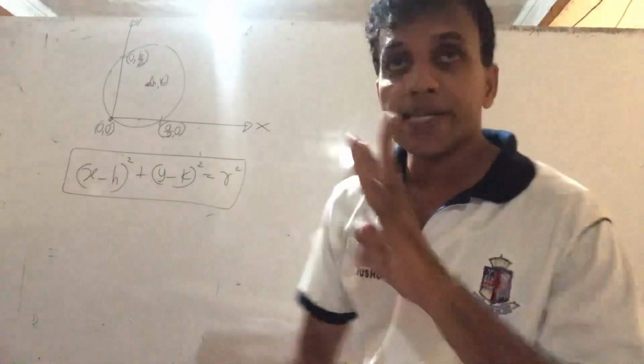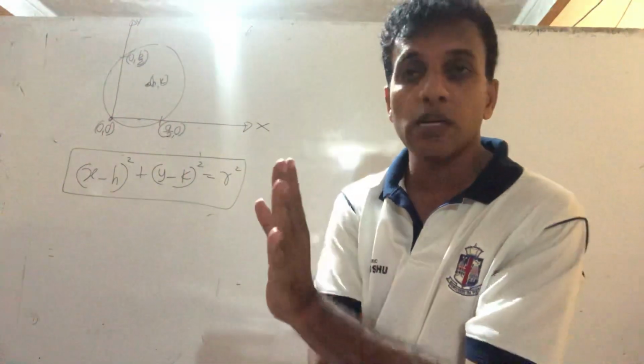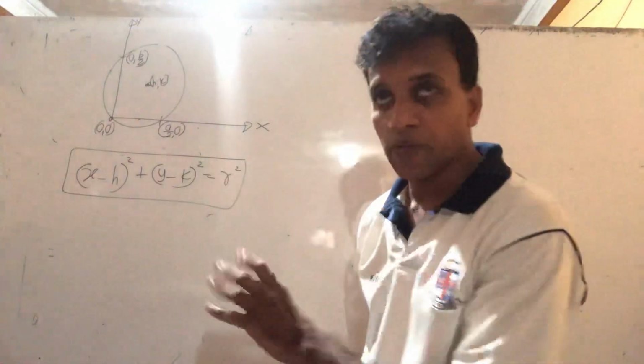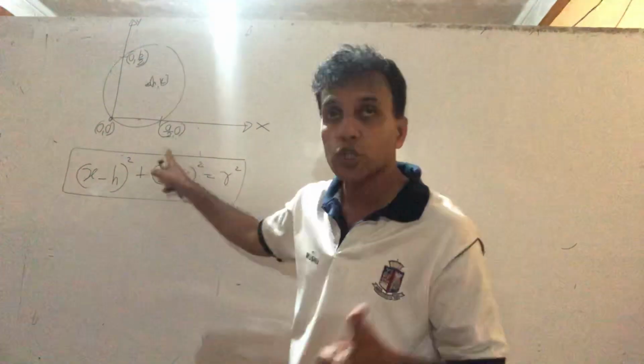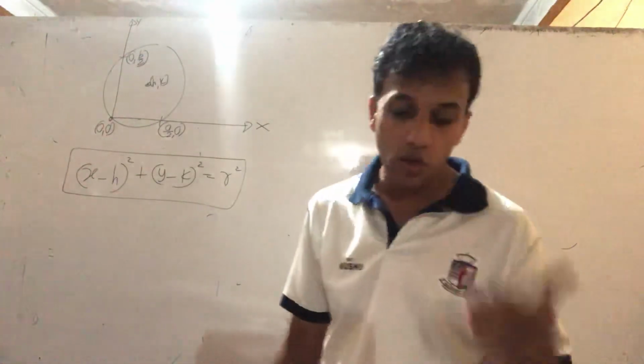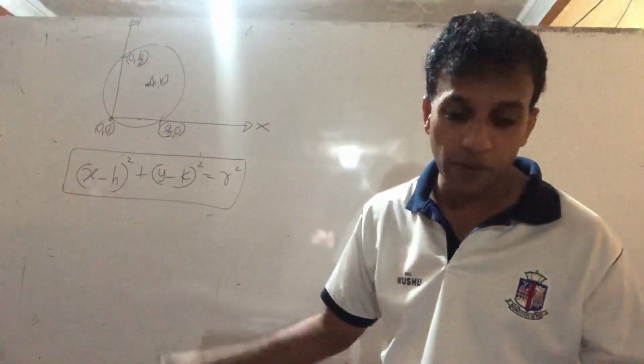So we have 3 data here. One is what? The circle passes through the origin. Another one passes through (a/2, 0), and the third passes through (0, b/2). We apply one by one.